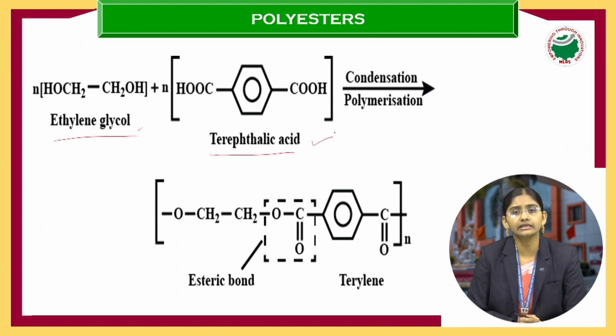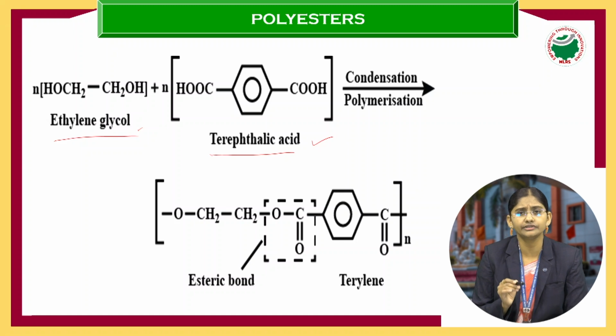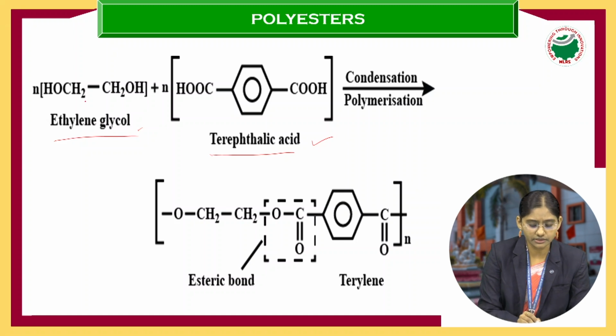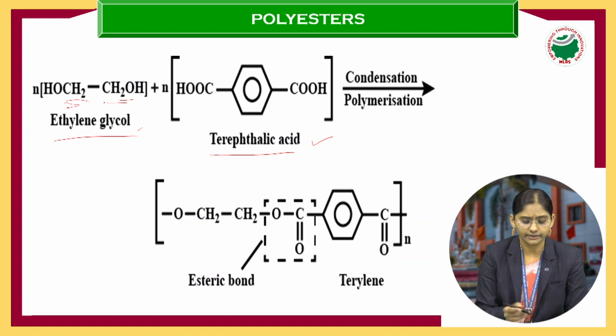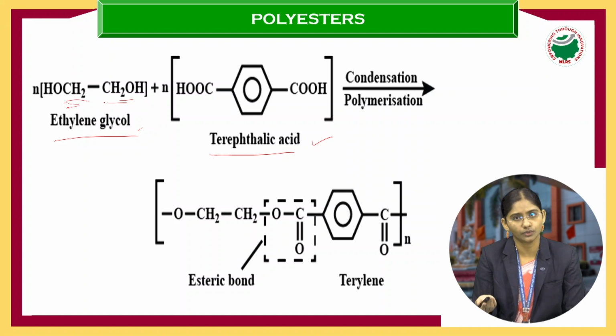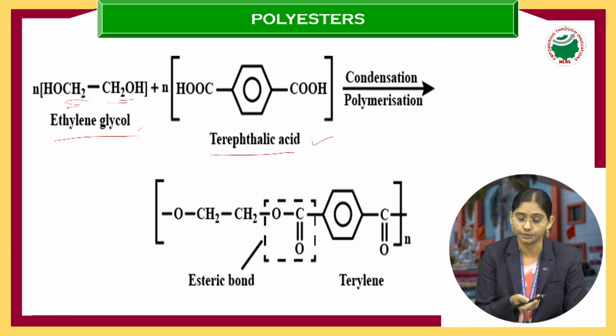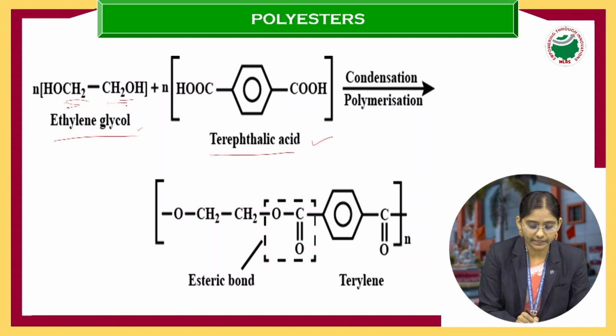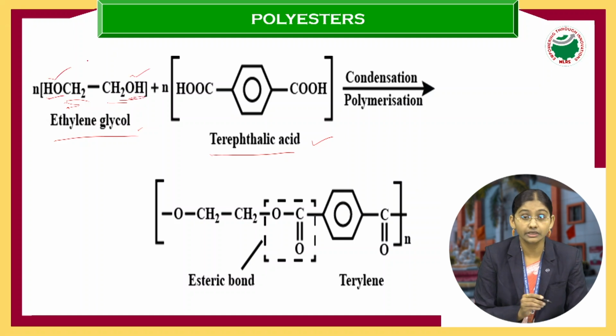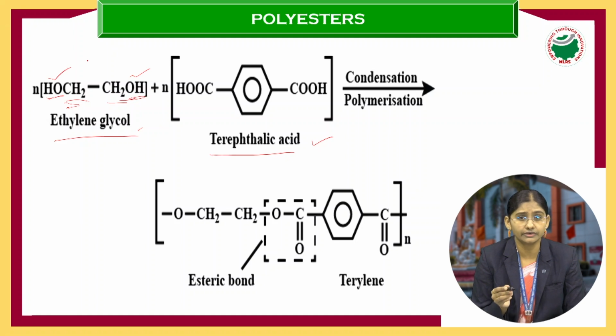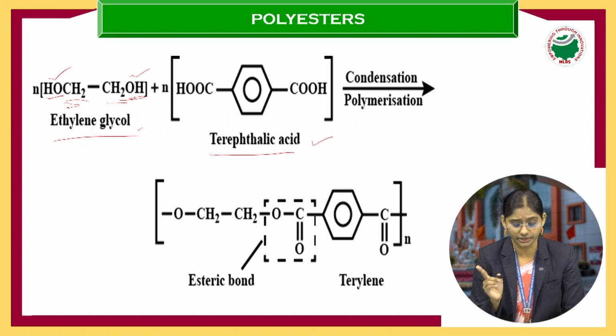So what is the structure of ethylene glycol? Here it is CH2OH, CH2OH. That is, here it is 1,2-ethane diol also we can say, that is the IUPAC name. Ethylene glycol, two alcoholic groups are present here. Okay, so this monomer is having how many functional groups? That is, the two alcoholic groups.